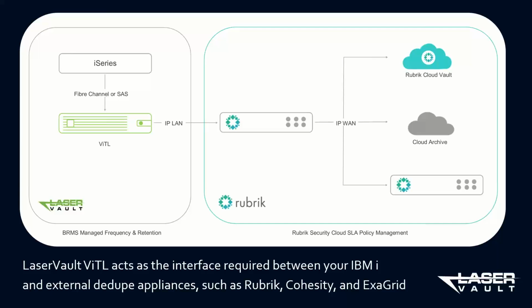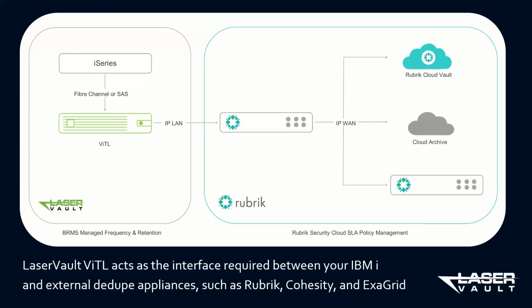And then a typical installation would be, in addition to saving the on-prem data, also replicating that data to a second deduplication appliance at a DR site, Cloud Archive, and in this example, Rubrik Cloud Vault. Having the ability to make 2 copies of your backups, or in some cases even 3 copies of your backups, for disaster recovery.